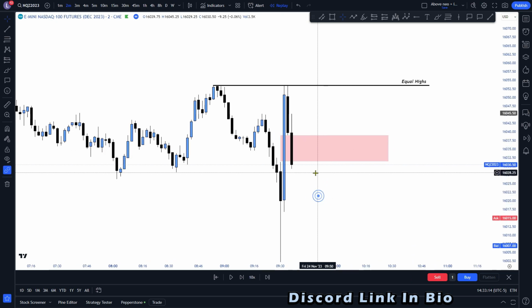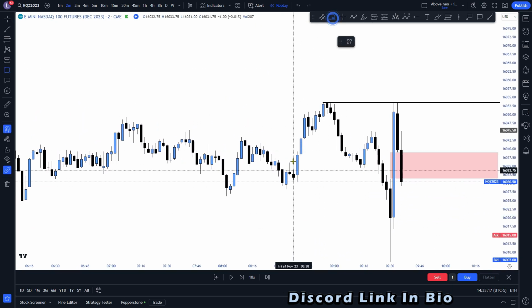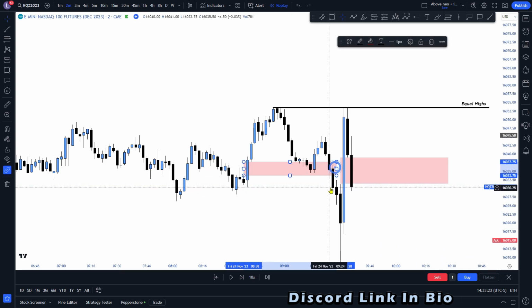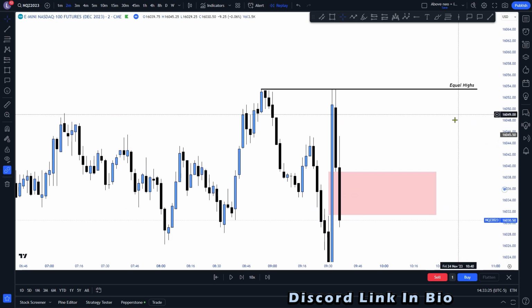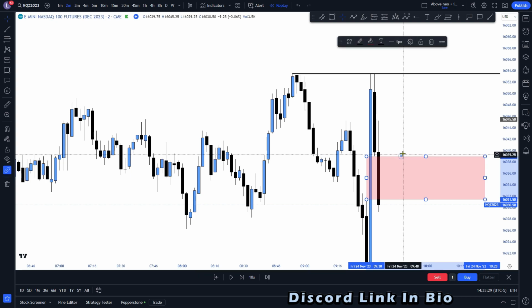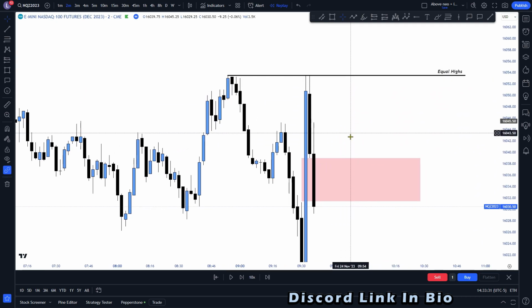So don't go out there marking out every fair value gap like this and just shorting as soon as price breaks the inversion fair value gap, because that most likely will not work, as there are just so many in the market. Now, another good example is right here.